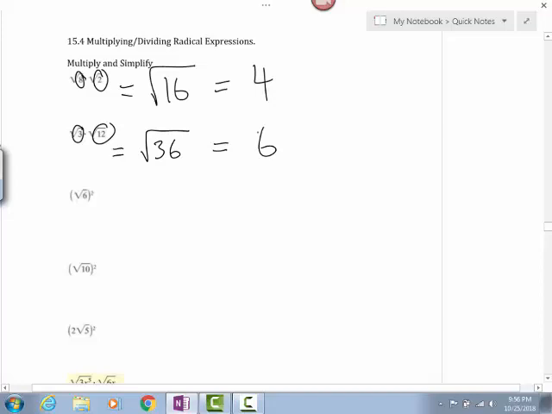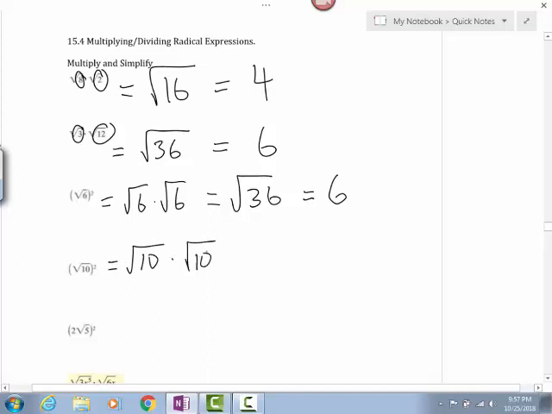I want you to notice the next two problems. The next two problems have the square root of 6 all squared. Now remember what it means to square something. It means to multiply it by itself. If I multiply the square root of 6 times the square root of 6, that in fact gives me the square root of 36, which we just said was 6. In the next problem, I'll do it the same way. The square root of 10 squared means the square root of 10 times the square root of 10, the square root of 100, and we know the square root of 100 is 10.